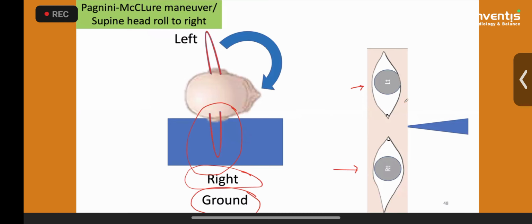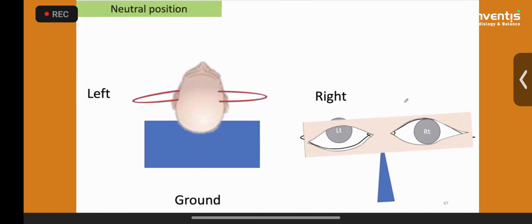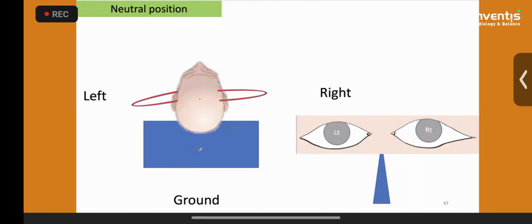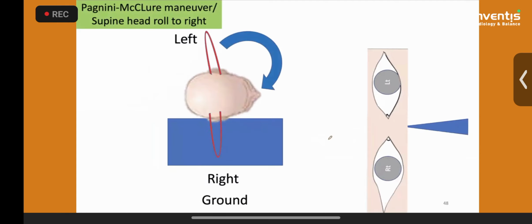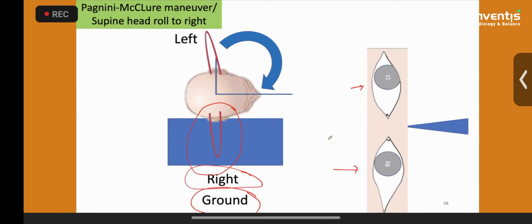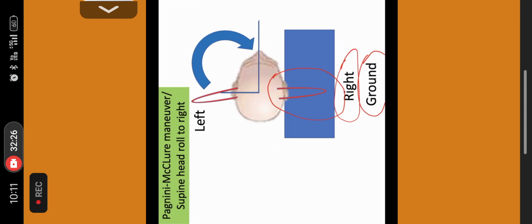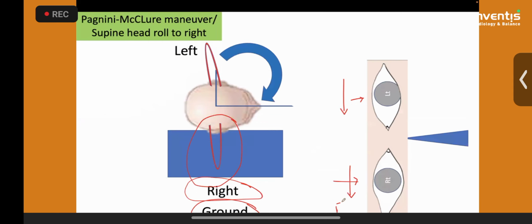So once again I'll show you. The patient turns towards the right side. This is the left eye, this is the right eye, and the patient turns towards the right side. And suppose the patient has this kind of nystagmus. So it is beating towards the ground. It is a right beating nystagmus. The fast phase you can see is towards the right side.